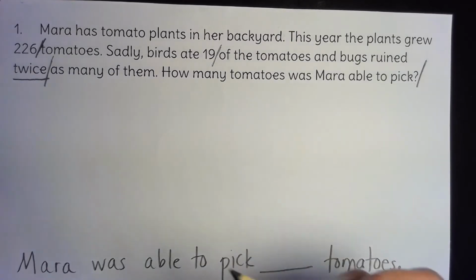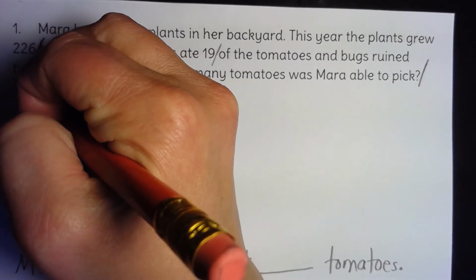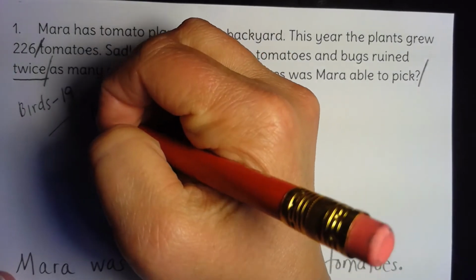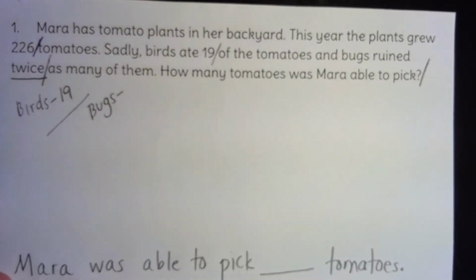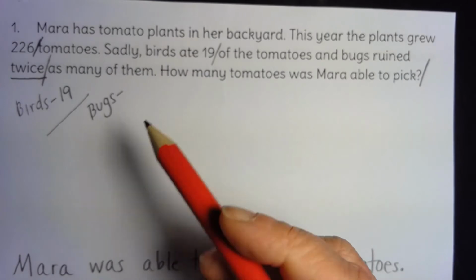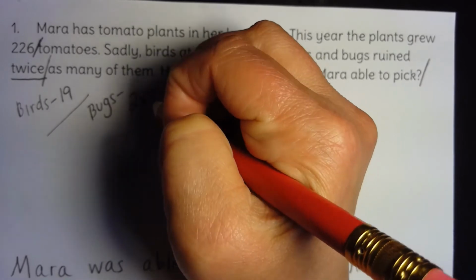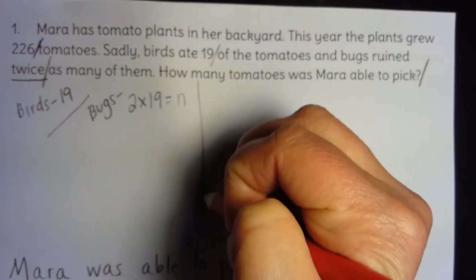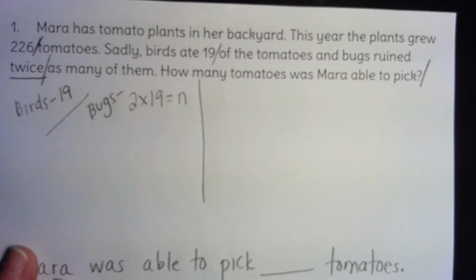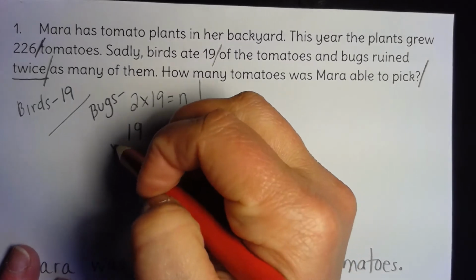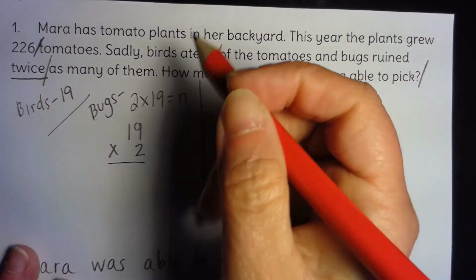And I know that birds ate 19 of them and bugs ruined twice as many. So let's figure out how many the bugs actually ruined. Well, if the bugs ruined twice as many as the birds ate, that would be 2 times 19. So far, so good? Okay, so let's figure out how much is 2 times or twice 19.